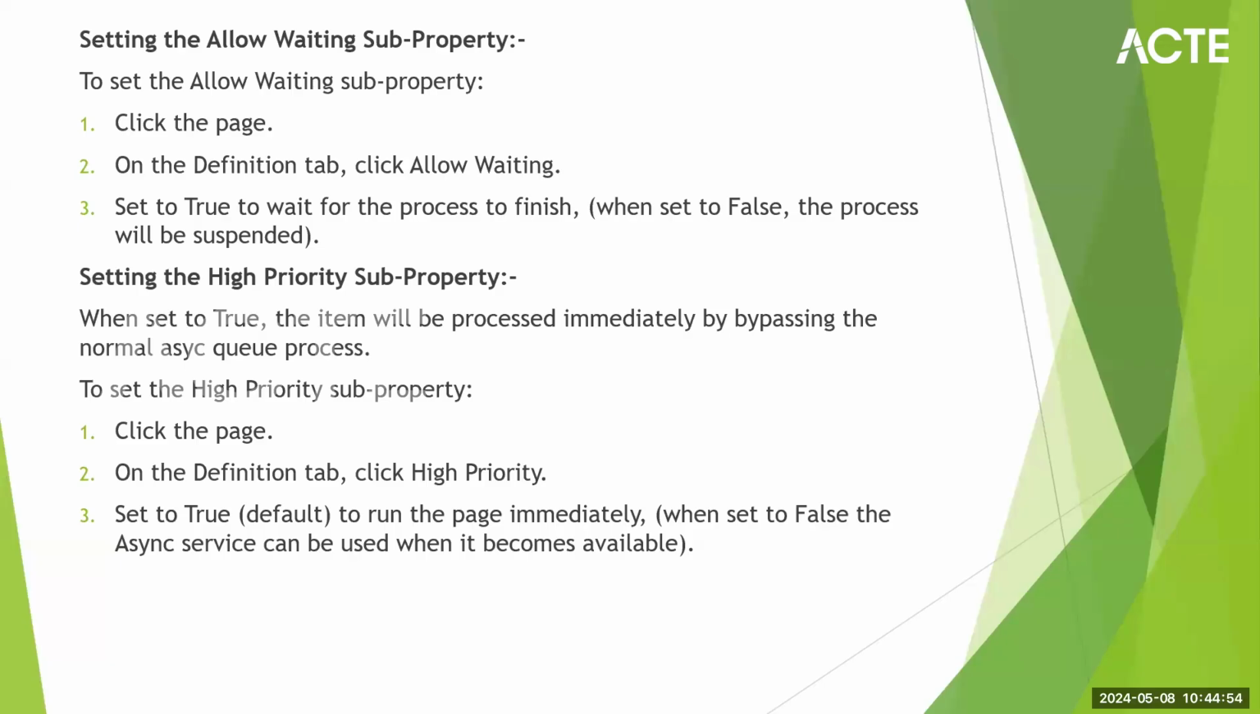When set to true, the item will be processed immediately by bypassing the normal asynchronous queue. High priority is something which will be executed on top of any other fields or pages. How do you set that? Click on the page, on the definition tab, click high priority. If it's set to true, it will run immediately without any gap or wait time. If we set it to false, it will execute normally, in normal order.